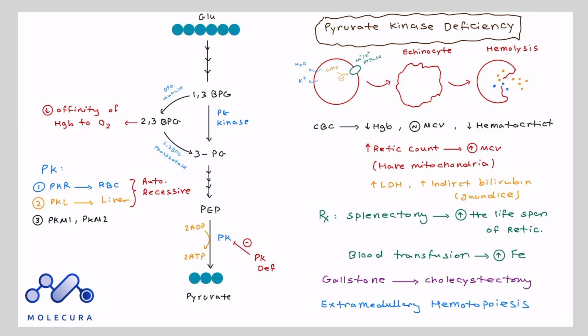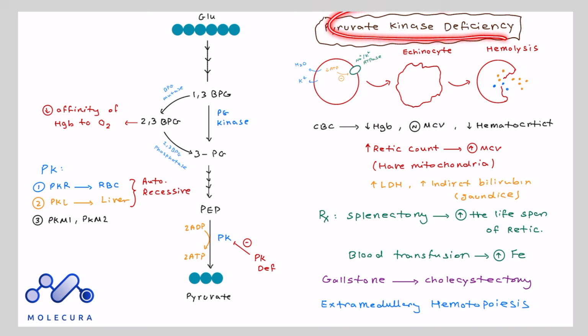So let's try to recap. Our glucose in glycolysis gets converted to pyruvate, and in the last step of glycolysis, phosphoenolpyruvate gets converted to pyruvate through the action of an enzyme that we call pyruvate kinase. Deficiency of this enzyme could result in pyruvate kinase deficiency. There are 4 isoenzymes. We have the PKR, which is in the RBC, we have the PKL, which is in the liver, and the ones that are in skeletal muscle and multiple other tissues. Their defects are usually autosomal recessive, but there are types which are autosomal dominant as well.